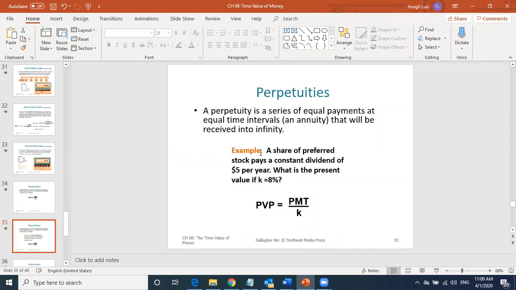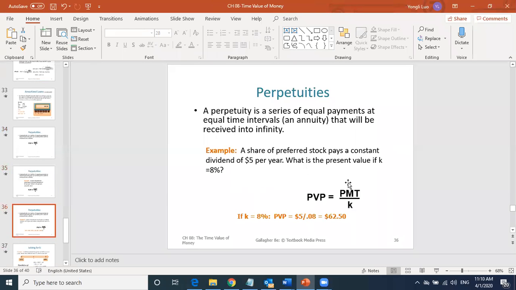For example, a share of preferred stock pays a constant dividend of $5 per year. What is the present value if the required rate of return is 8%? You just use the $5 divided by the 8%, because that's going to be the price of the preferred stock.